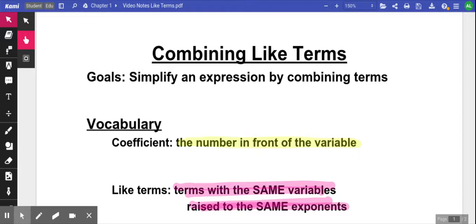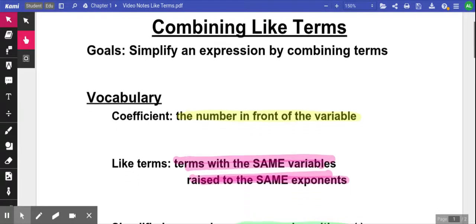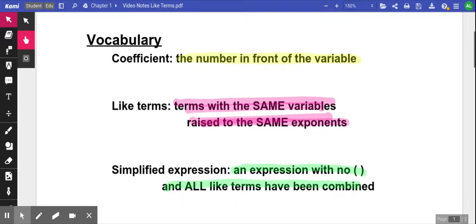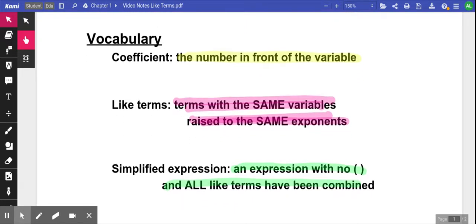All right, so today we're going to be going over combining like terms. This should be a bit familiar from stuff from last year. All right, if you want to go ahead, you can pause the video now so you can get the vocabulary down, these definitions. So first off, we've got a coefficient.